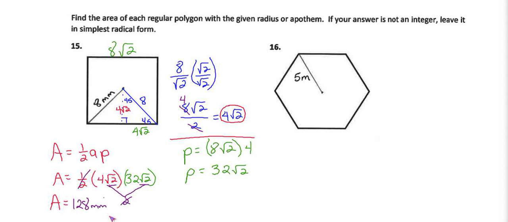Okay? Now, on this particular one, if you put all of this in your calculator, it's going to give you that 128. But we need to be careful when we're leaving them in simplest radical form just to make sure.